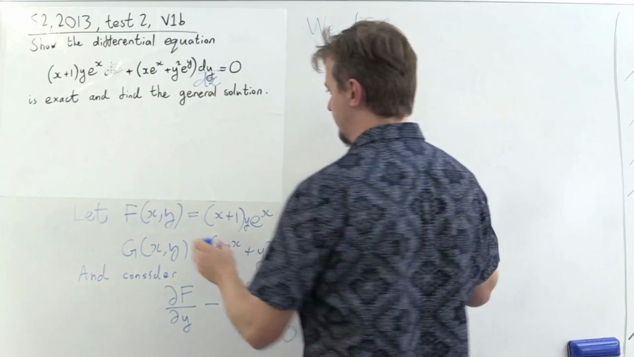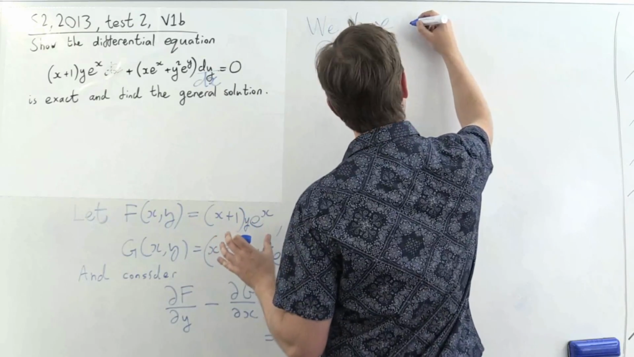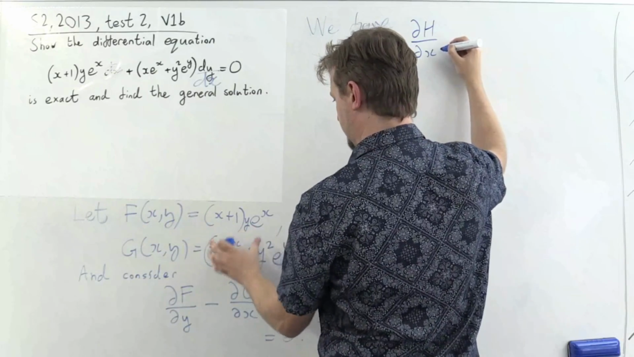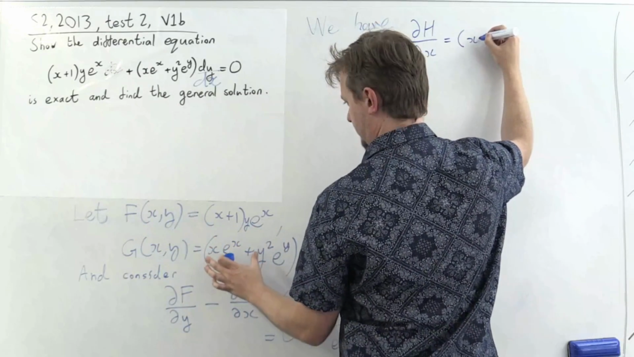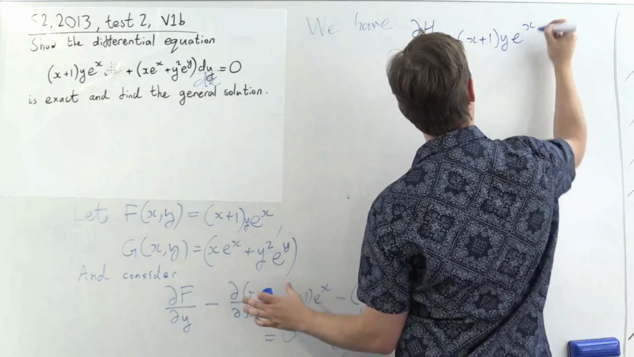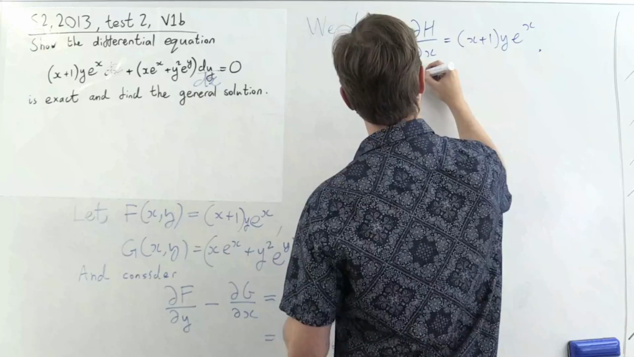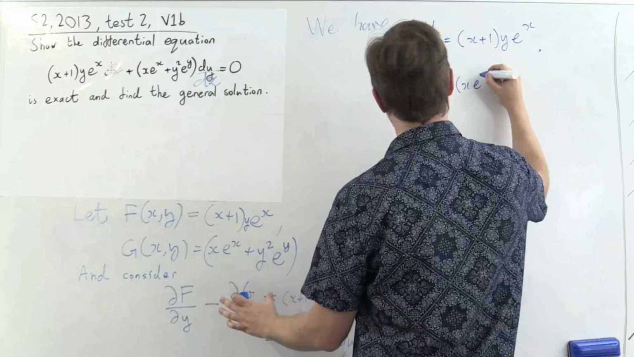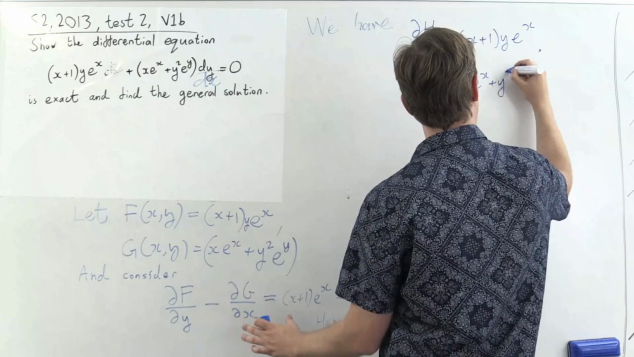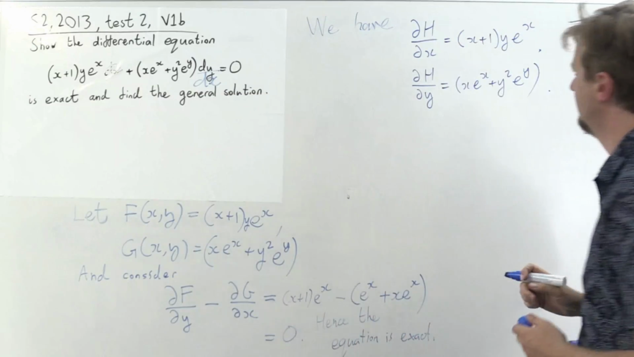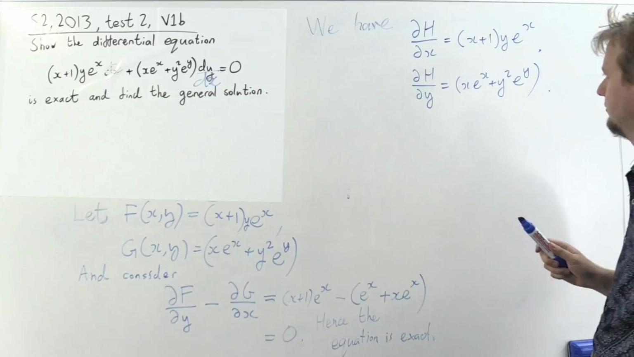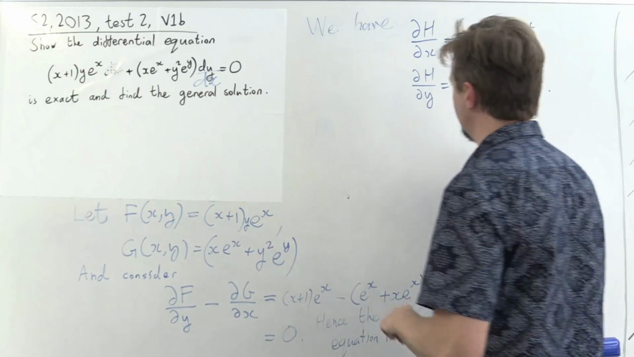So we know it's exact now, so I know that there's an h such that dh/dx is equal to this term, and I know there is an h such that the y derivative is equal to this term. So I need to integrate one of these to get a bit more information. And contrary to what I would usually do, I'm going to integrate this one first. It doesn't look nice, but it's not so bad.